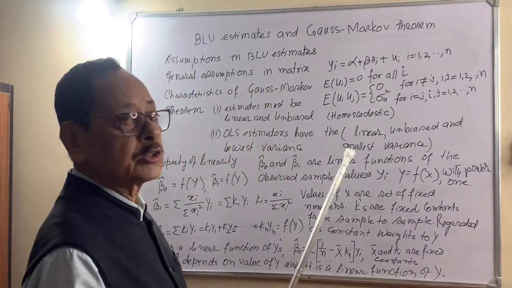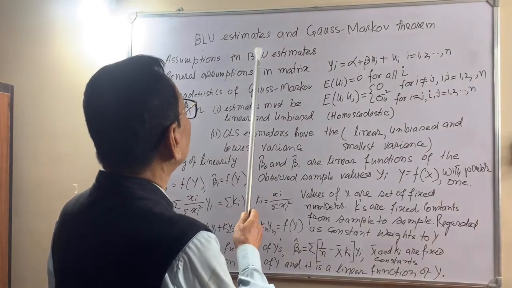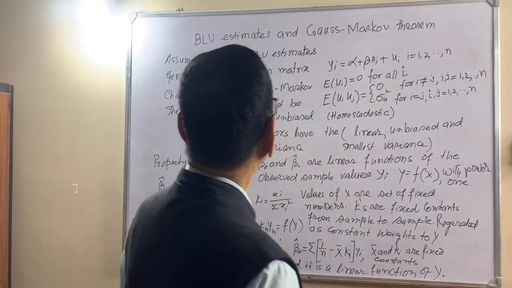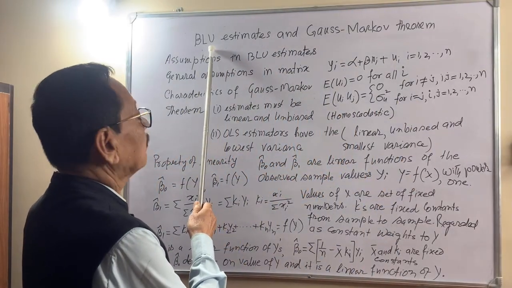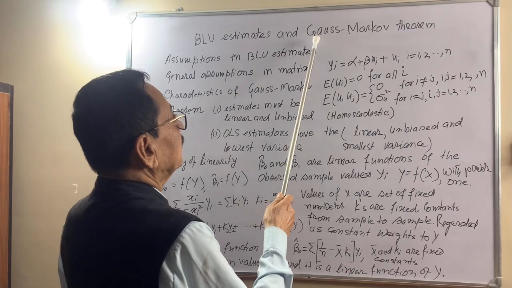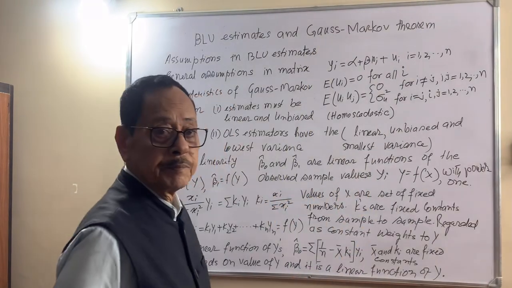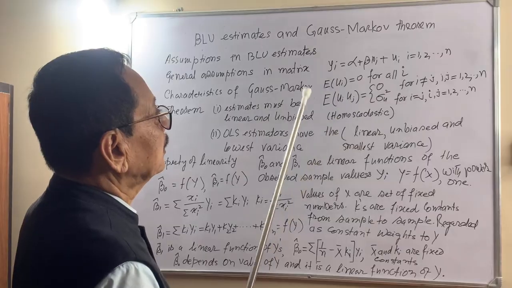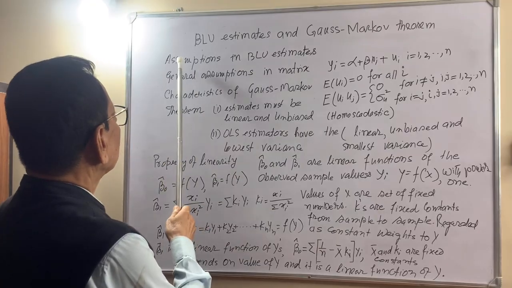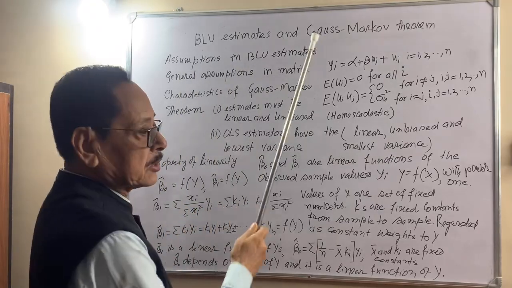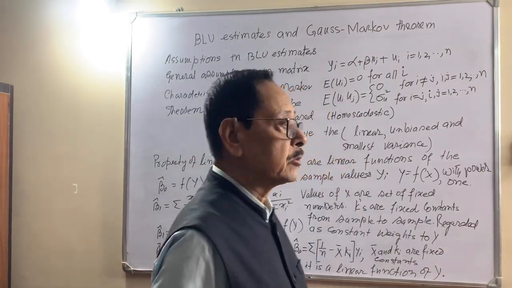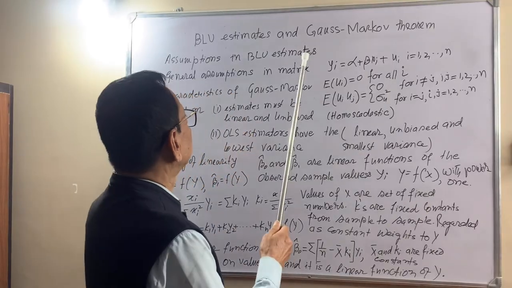So today we will discuss another important topic, that is BLU estimates and the Gauss Markov model. BLU means best linear unbiased estimates, and the use of the Gauss Markov theorem in explaining these BLU estimates. Now we must always remember the assumptions: the mean is 0 and the variance is constant. So we should always remember this.